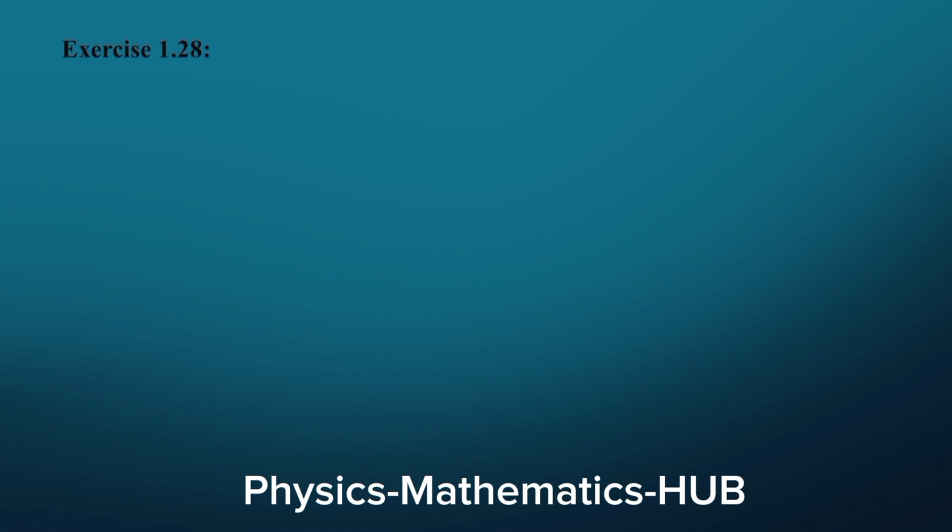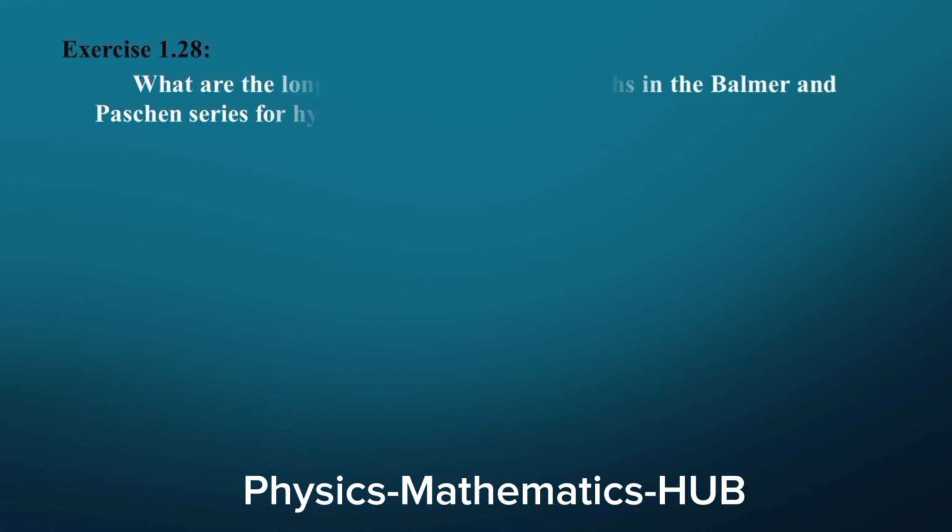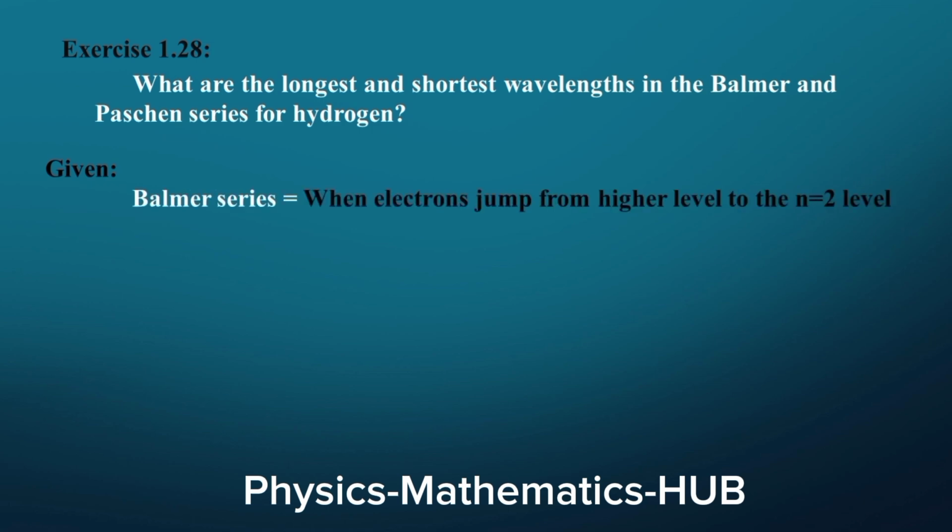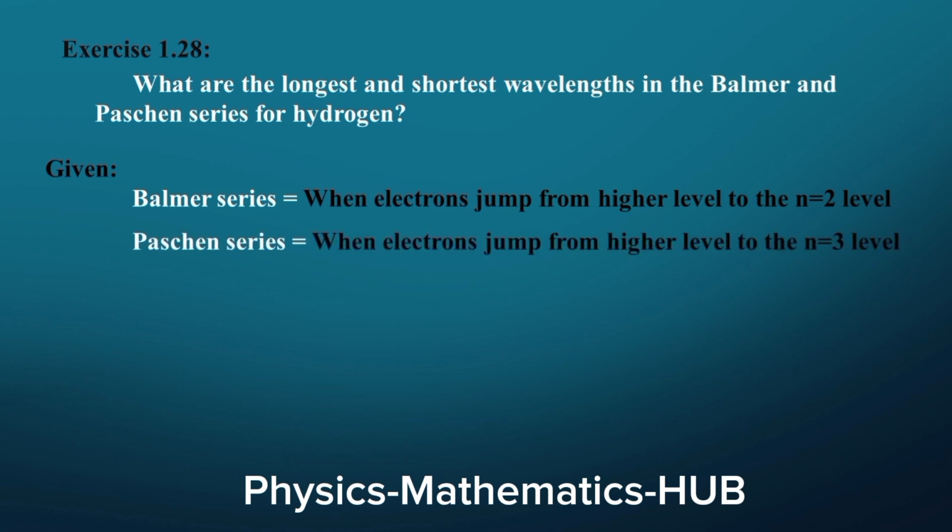Exercise 1.28. What are the longest and shortest wavelengths in the Balmer and Paschen series for hydrogen? Given data: Balmer series, when electrons jump from a higher level to the n equal to 2 level. Paschen series, when electrons jump from a higher level to the n equal to 3 level.